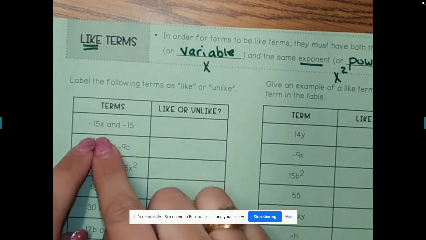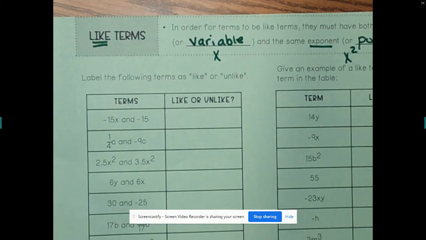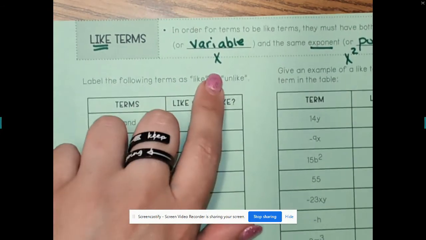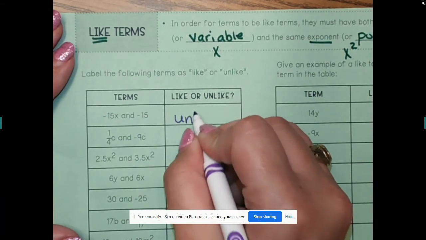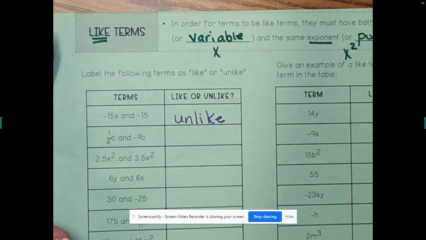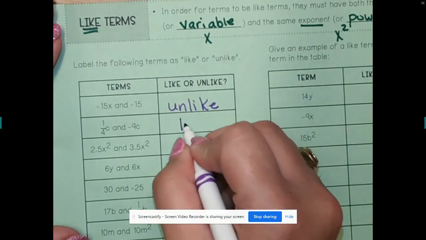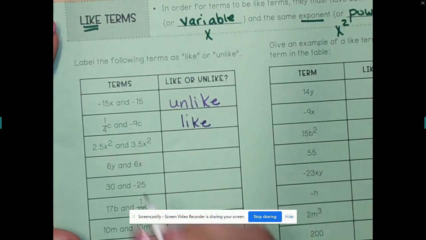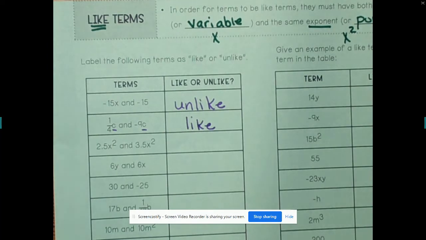Can you combine negative 15x and negative 15? Are they alike or are they unlike? For them to be alike, they have to have the same variable. Do these two have the same variable? No, so these are unlike, which means I cannot combine them. I can't just add them together because they're different. Okay, 1/4 C and negative 9C. Yes, they have the same variable, which is C, so they're like. Combine just means to put them together, so add.